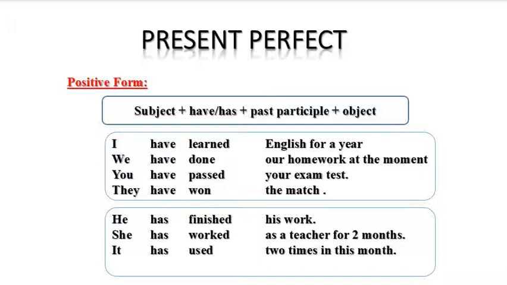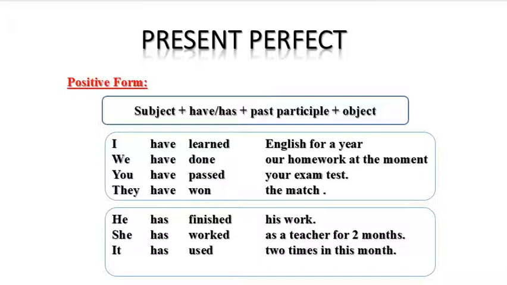Okay, we have done our homework at the moment. It means recently, in a short time, that we have finished our homework. We can say like that. You have passed your exam test. We have won the match. He has finished his work. She has worked as a teacher for 2 months. It has been used 2 times in this month.